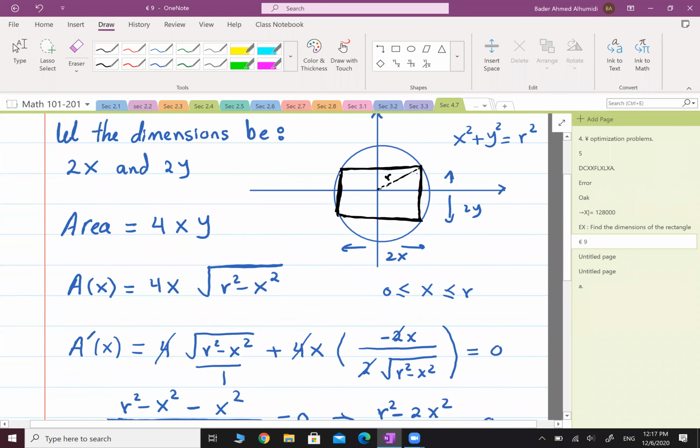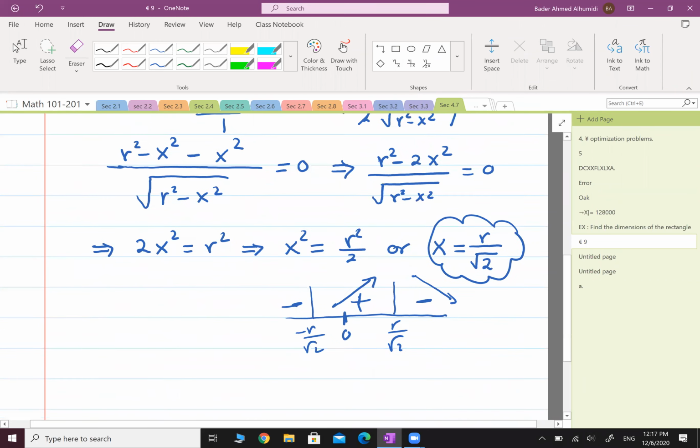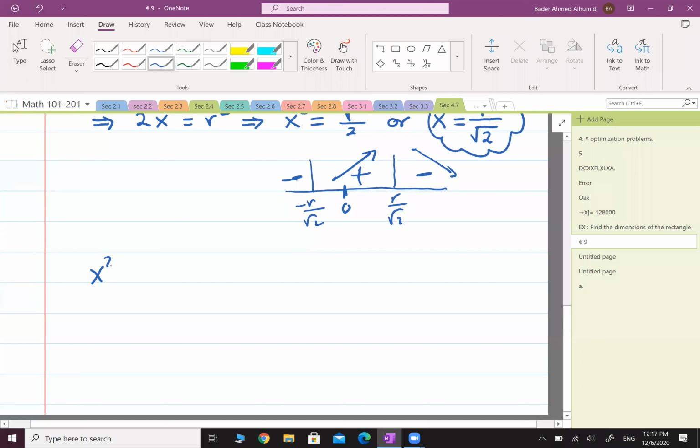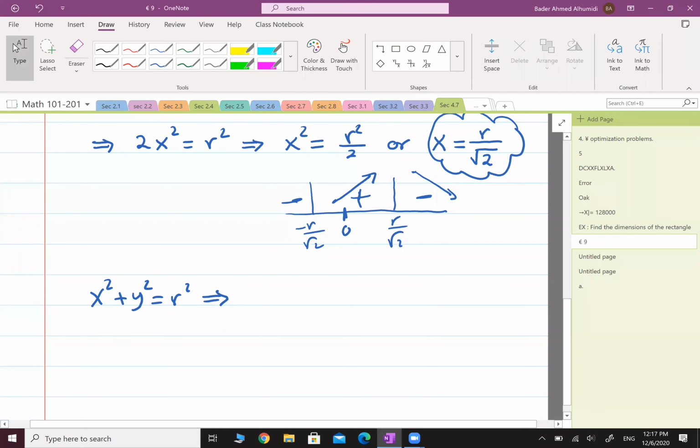We said y squared plus x squared equals r squared. Okay, x squared plus y squared is equal to r squared. This implies now, if we substitute x equal to r over radical 2, this will give me r squared over 2 plus y squared is equal to r squared. So similarly, we have y squared is equal to r squared minus 1/2 r squared, which is just r squared over 2, or 1/2 r squared. So we will have y equal to also r over radical 2.